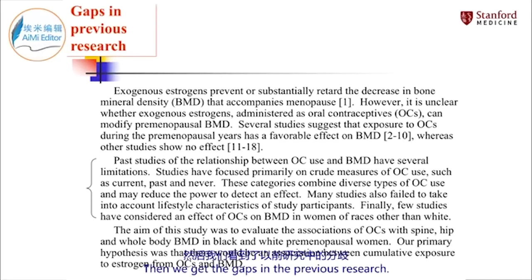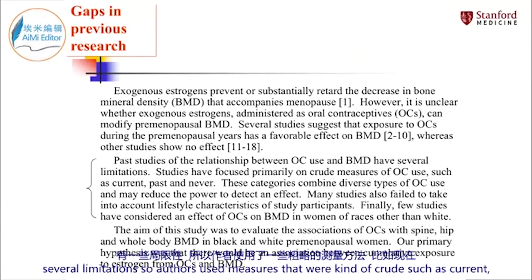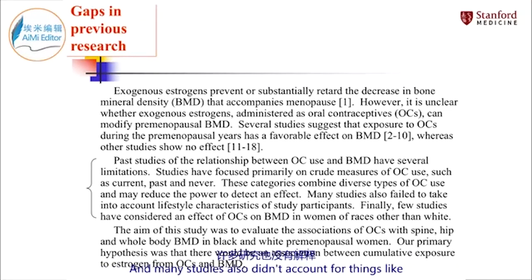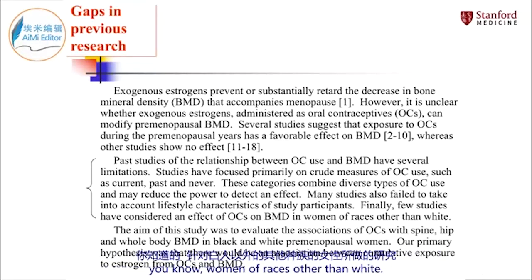Then we get the gaps in the previous research. Why isn't this question answered? Well, past studies of the relationship of OC use and bone mineral density have had several limitations. So authors used measures that were kind of crude, such as current, past, and never use of oral contraceptives, which isn't going to tell you about the dose of estrogen. And many studies also didn't account for things like lifestyle characteristics. And then finally, there aren't many studies that look in races, women of races other than white. So those are the gaps.